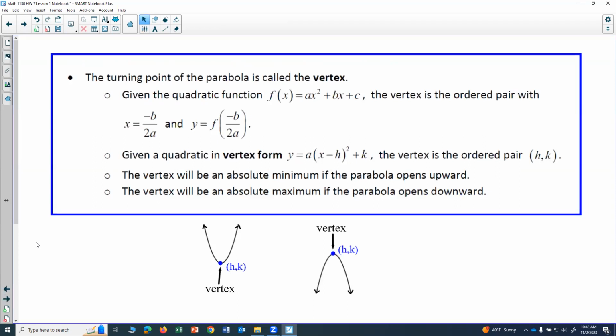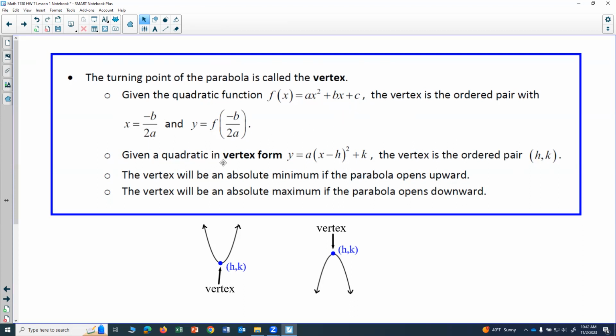The turning point of the parabola is called the vertex. If you're given the quadratic function in the form f of x equals ax squared plus bx plus c, then the vertex is the ordered pair with x equal to negative b over 2a and y equal to f of negative b over 2a. So you find the x value of the vertex first, then you take that value, plug it into your original function, and that will give you the y value of the vertex.